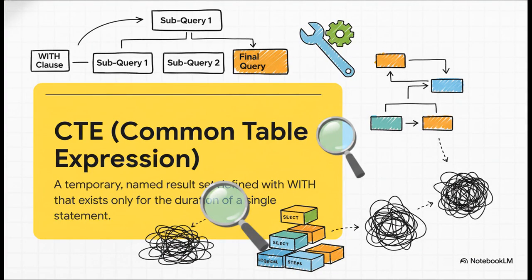A common table expression, or a CTE, is your absolute best friend when you're dealing with a complicated query. It lets you define a temporary result set and give it a name right at the beginning of your query using a with clause. This lets you break down a massive, confusing monster query into logical, readable steps. It is a total game changer for writing code that other people can actually understand.